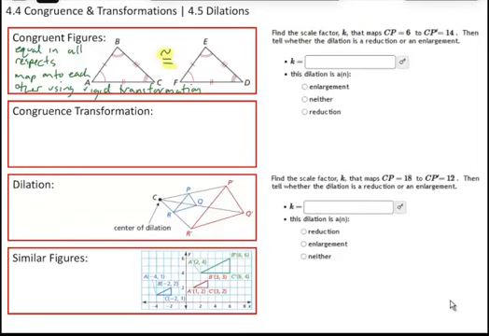And so if you have a congruence transformation, it just means that the preimage and the image are congruent. Okay, and that's just giving you that the side and angle measures are preserved, or the same.